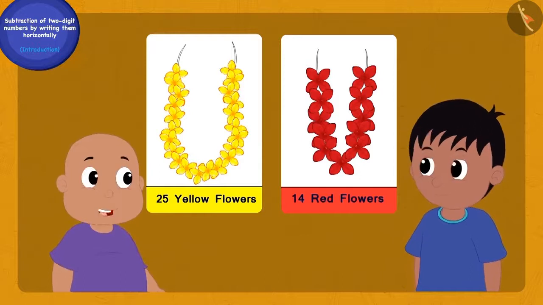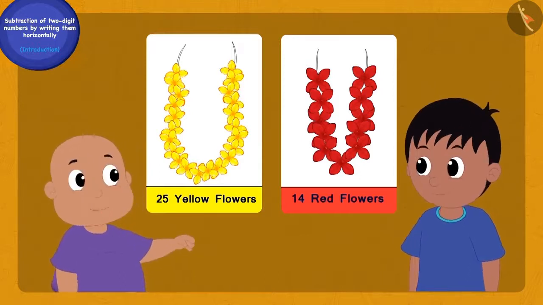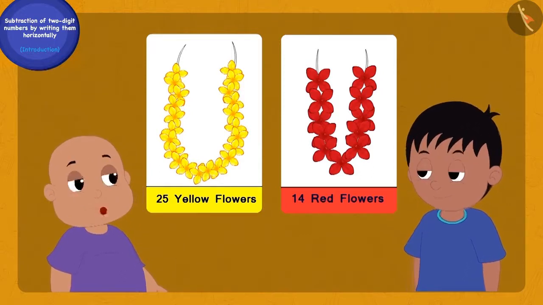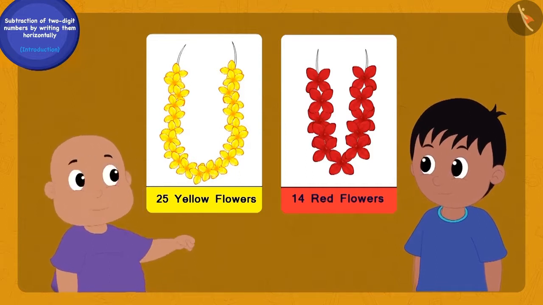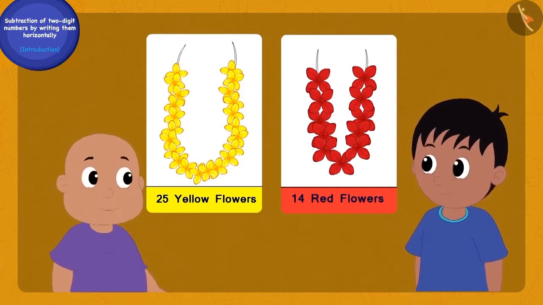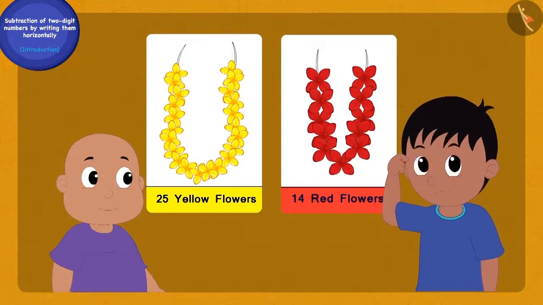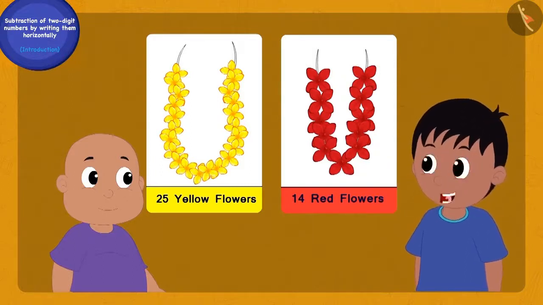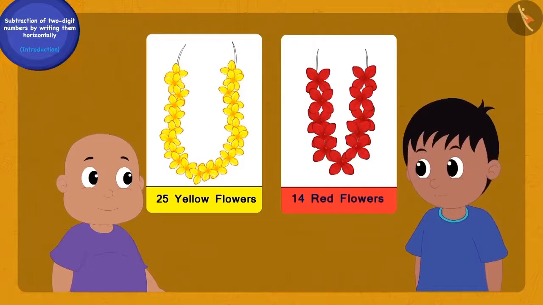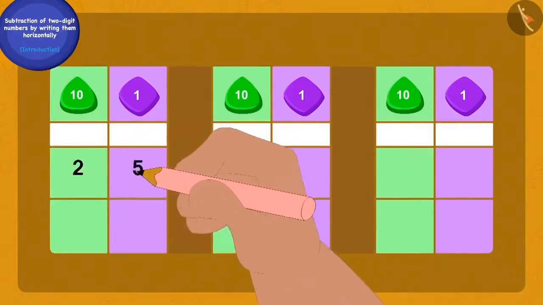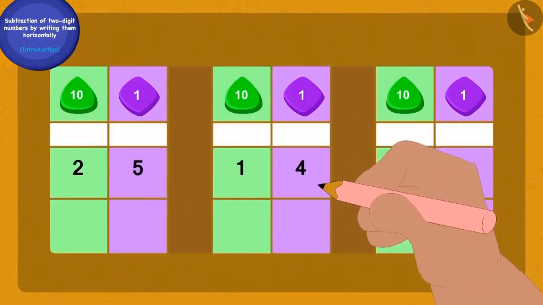Can you tell me how many more flowers are there in Chanda's yellow flower garland than her red flower garland?" Raju scratched his head and said, "No, Bablu, I cannot tell." Then Bablu wrote the question on a paper in this manner.